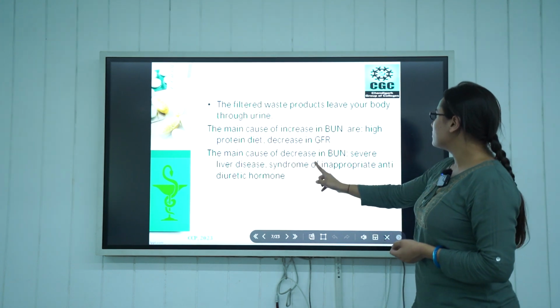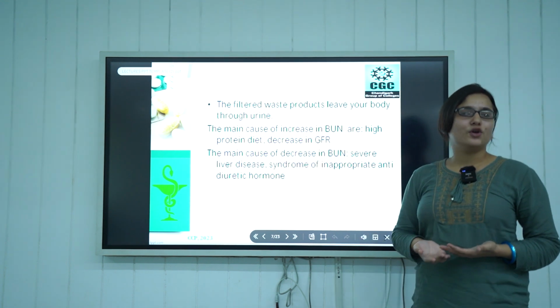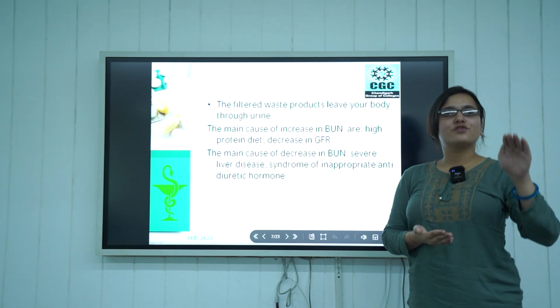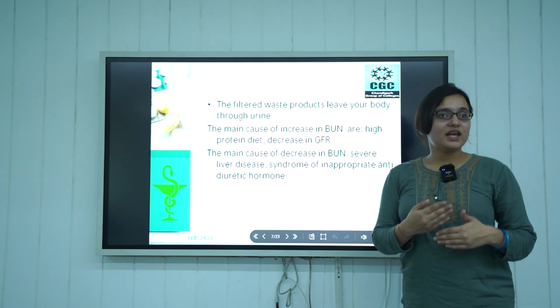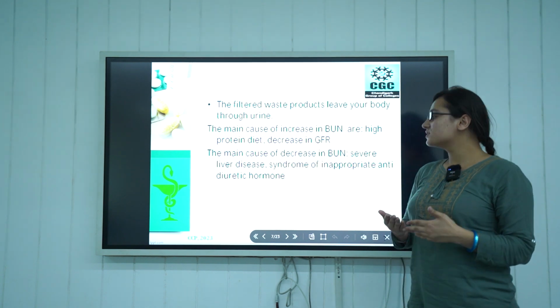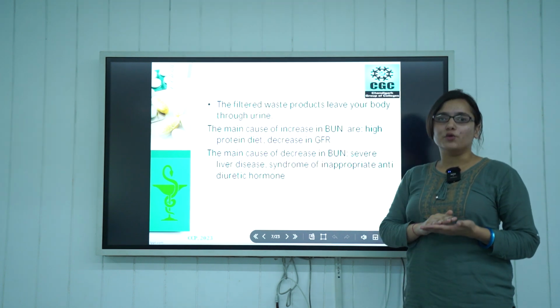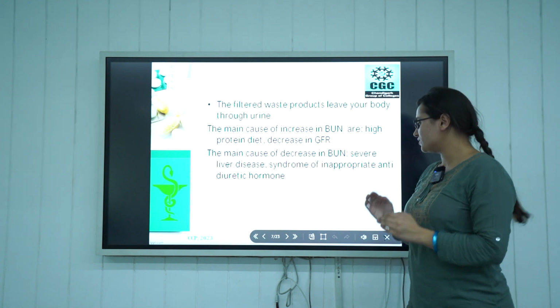And in case of syndrome of inappropriate antidiuretic hormone, as we all know, antidiuretic hormone is released at the time when our blood pressure is reduced, right? So it will tell the kidney to retain more water. If there is inappropriate antidiuretic hormone, if there is a high level of this hormone, it will tell the body to retain more water.